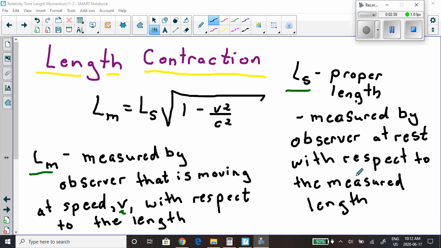So you might, I don't know, measure the width of a book. Well, if you're measuring the width of a book and you are not moving with respect to the book, you'd be measuring Ls, proper length. Lm is measured by the observer that is moving at speed v with respect to the length. So you'd be trying to measure a book while you're moving past the book. So you might send out, I don't know, radar waves or laser waves or something to get information about where it begins and ends and things like that. But you would have some type of sensor to be able to measure the width of the book as you were moving with respect to the book.